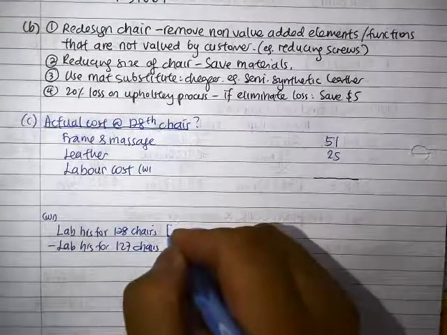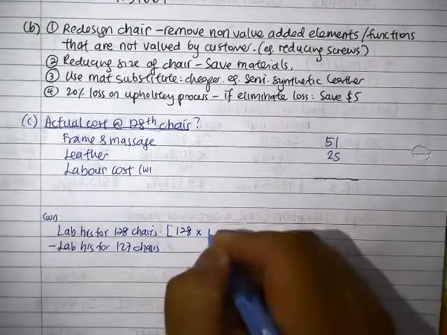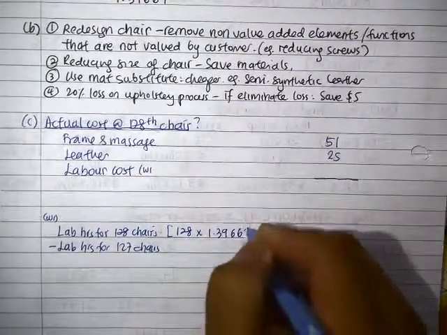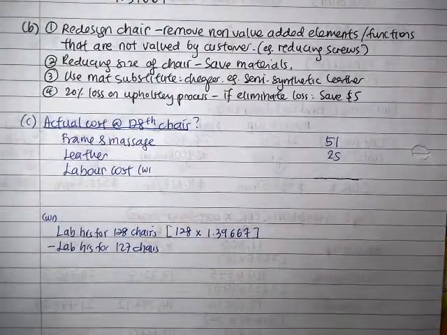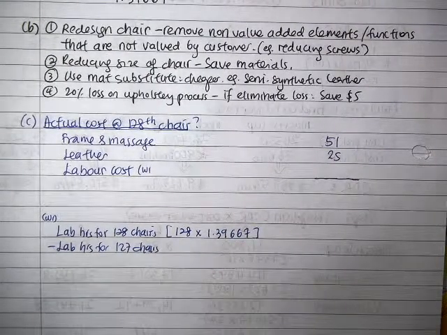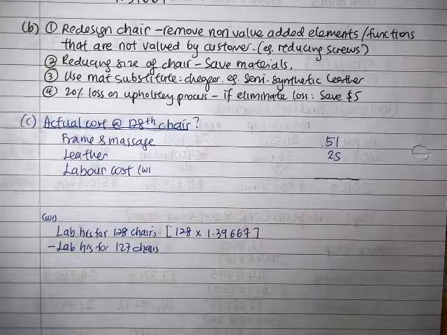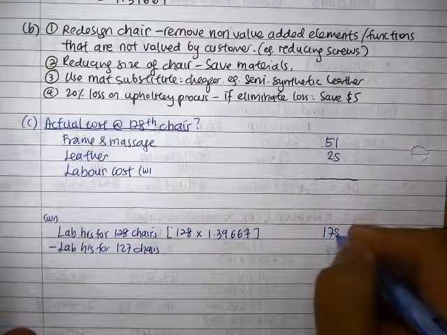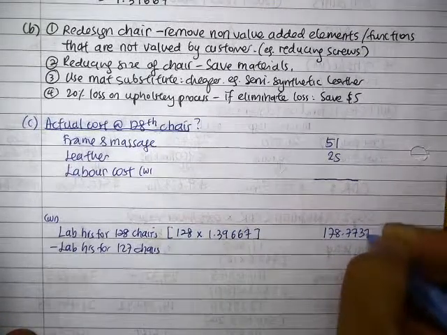Now the labor hour for 128 is 128 times 139,667. You don't need to calculate what the figure is there anyway, okay? 128 times 139,667. Now we get 178.77376 hours.